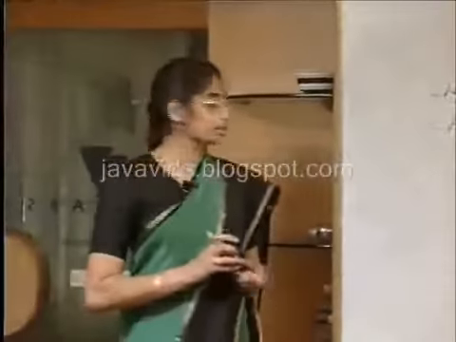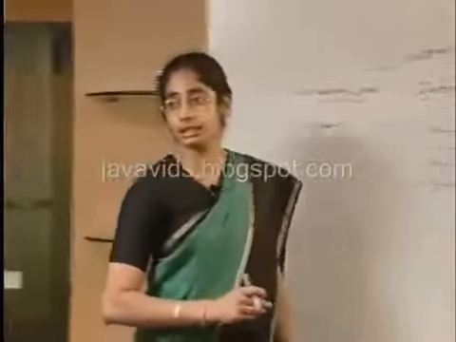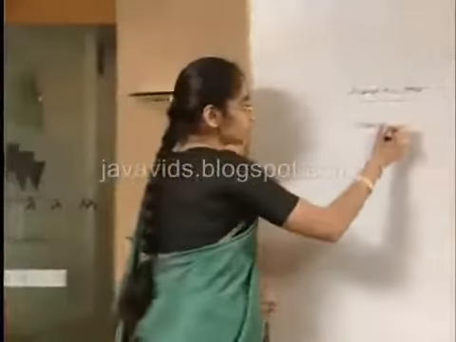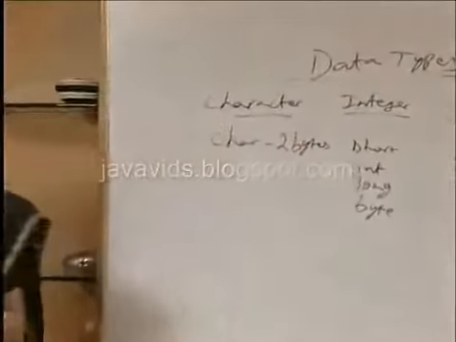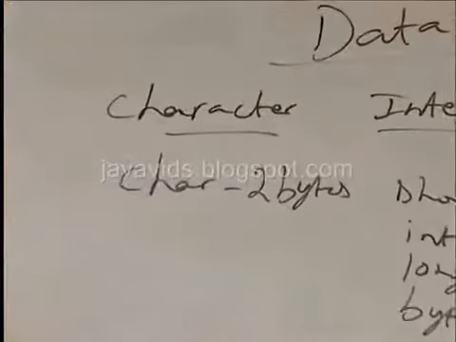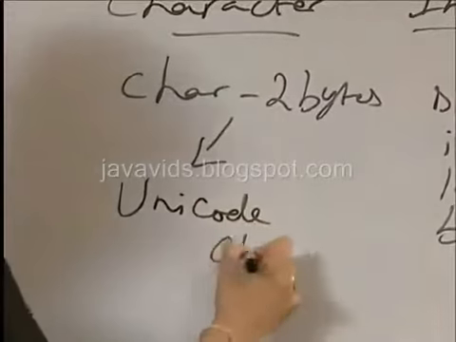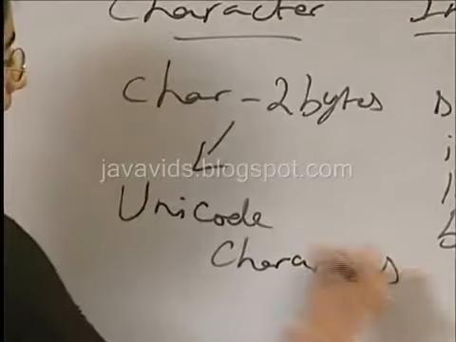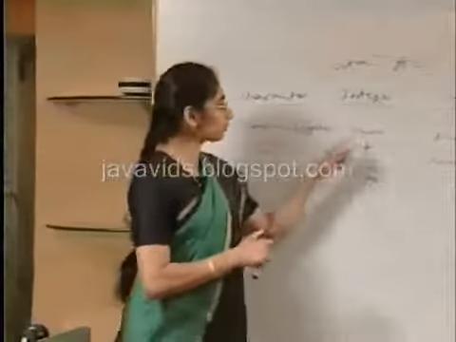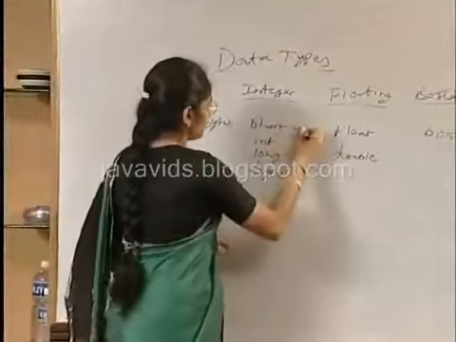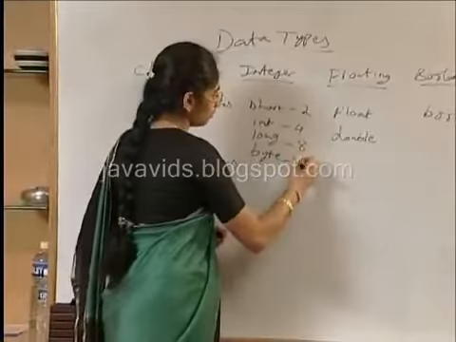Now, according to the JVM specification, all the data type sizes are standard. It does not change across platforms. So, for char, it is 2 bytes. In C, it was 1, but here it is 2 bytes because of the support for Unicode characters, that is, support to all different language characters. Short is 2 bytes, int is 4 bytes, long is 8, and byte is 1 byte.